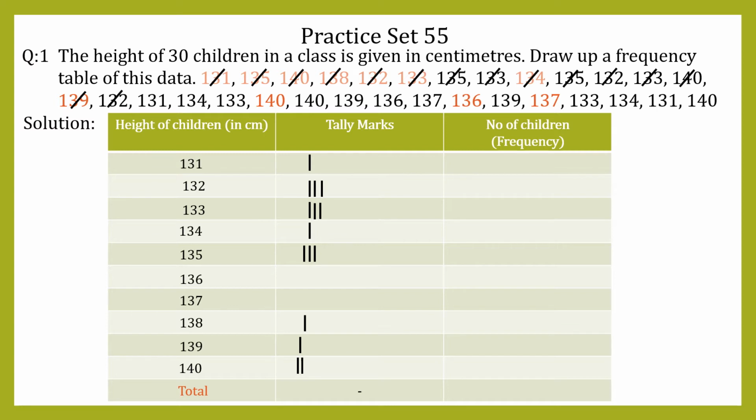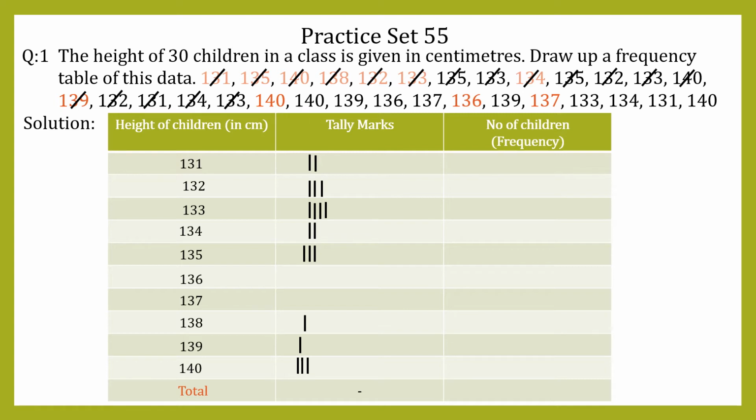Next number, what it is, children? Yes, 131. So where tally mark will come? Yes, it will come against 131. So in the tally mark column next to 131, you can see a tally mark now. Yes, and we will cancel this. Next is 134. So tally mark for 134 and we'll cancel it. Next is 133. You can see a tally mark for 133 and we'll cancel this.